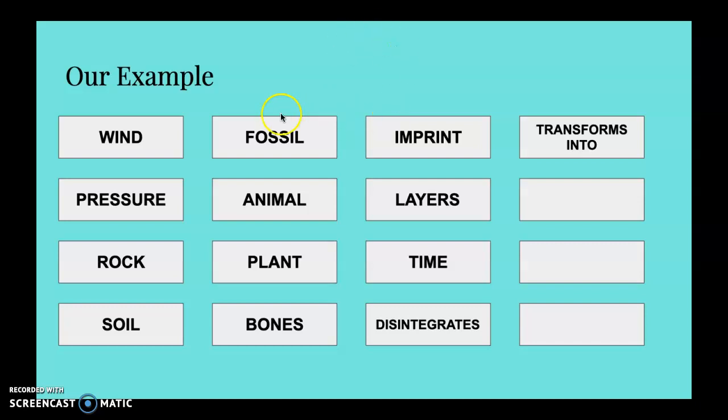The cards would say wind, fossil, imprint, transforms into, pressure, rock, soil, animal, plant, bones, layers, time, disintegrates, and 3 blank ones, to be able to fill in whatever they need in order to fill in the relationship sequences that they plan on showing the class. And we believe that these specific examples would be able to help us understand if they understand the sequences and relationships and potential causes that can come with fossilization.